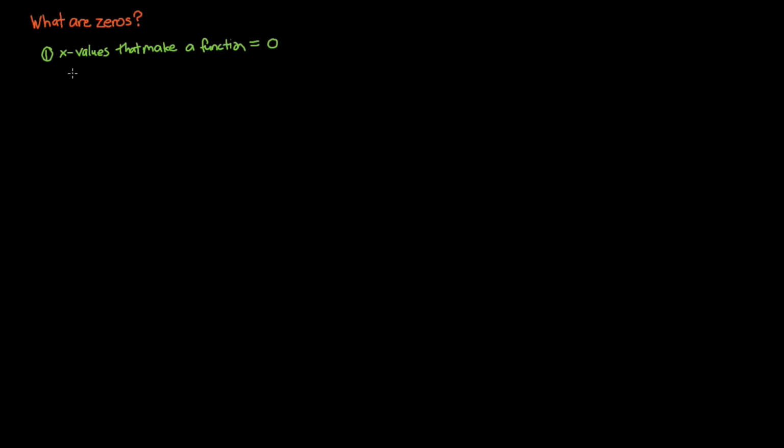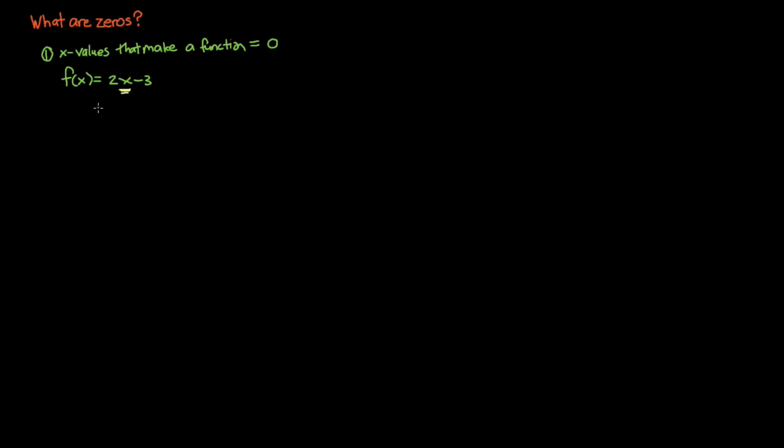So for example, if we have the function f of x equals 2x minus 3, and we wanted to find the zeros of this particular function, we need to find what we would put in for x in order to make this whole side equal 0, and therefore make the function equal 0.